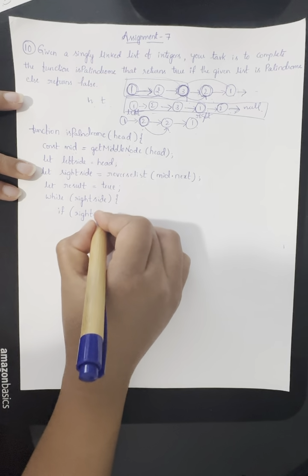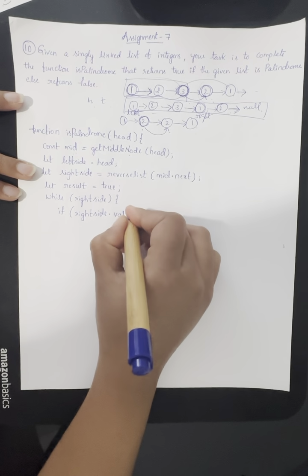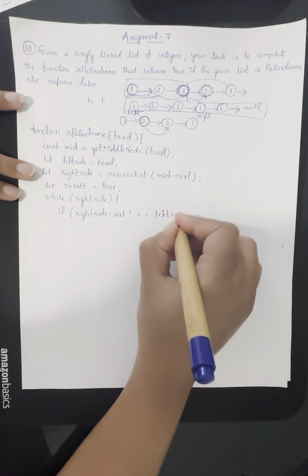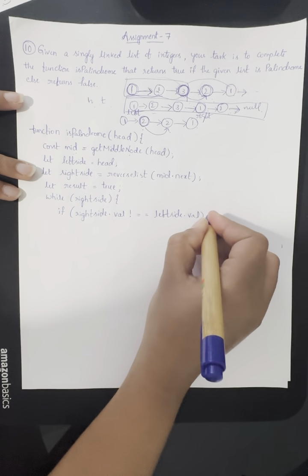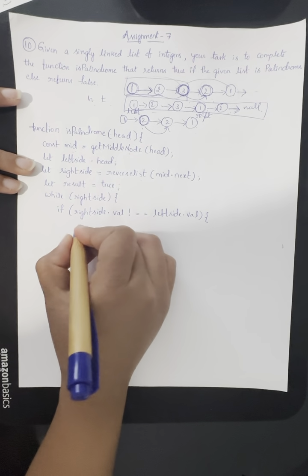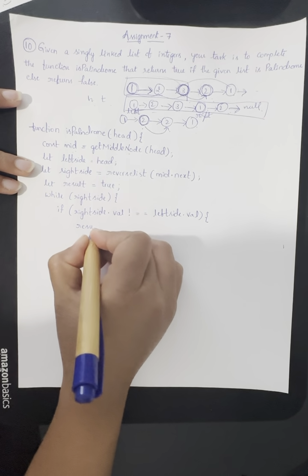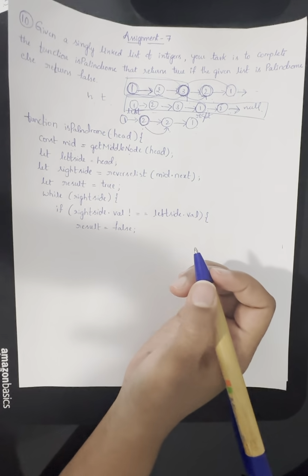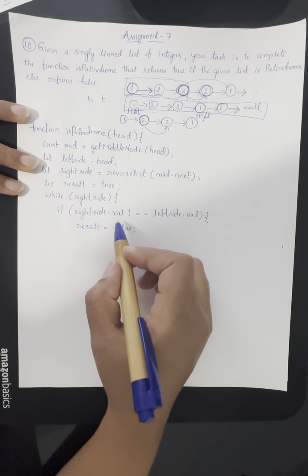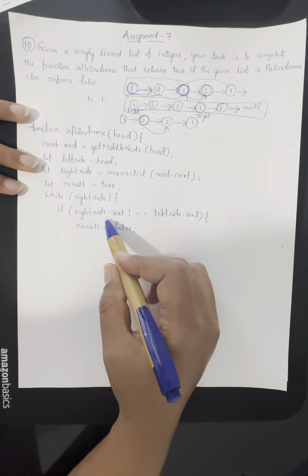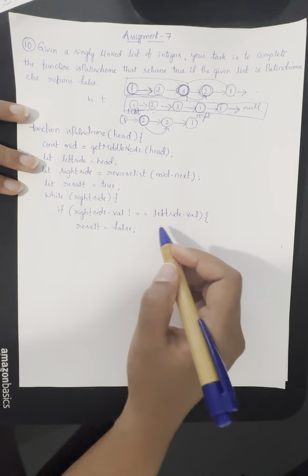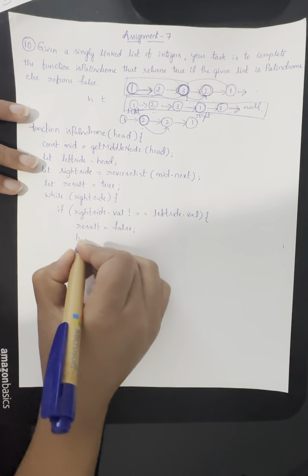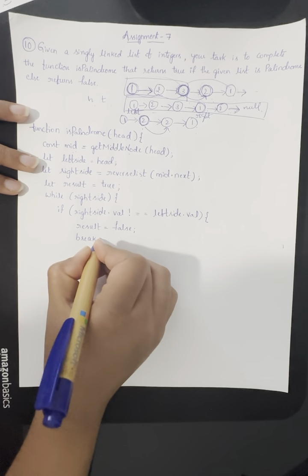So right side dot value not equals to left side dot value. If both of them are not equal, then we need to make result equals to false. So in a palindrome, if anywhere we get this right side dot value not equal to the left side, then we can just break it there, because it is not a palindrome. So we are breaking it here.